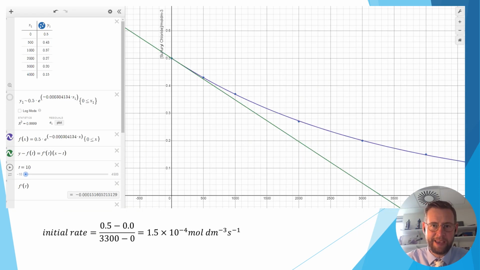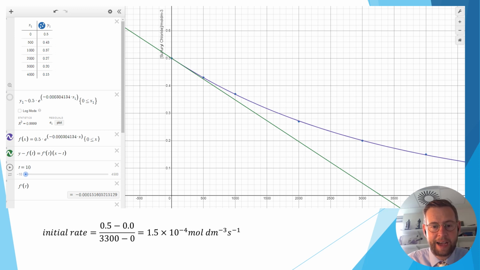Now, it might be that you don't have access to a fancy graph drawing program, and indeed you won't have that in the exam. So you have to be able to manually work out gradients of tangents. You can see that this tangent is being displayed. This is for the initial rate of reaction just here. And what I'm having to do is look at a change in the y coordinate divided by a change in the x coordinate.